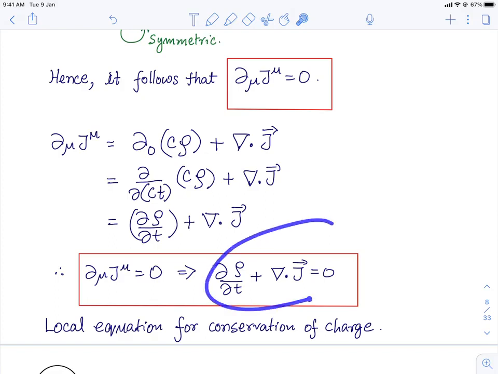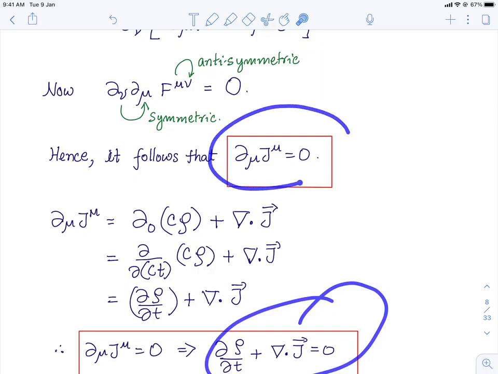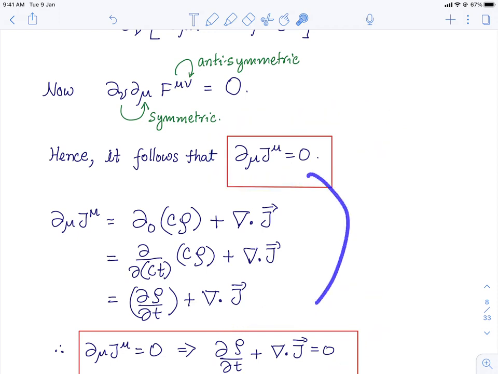So the local statement of charge conservation essentially becomes a statement of the four divergence free condition of the four current. And that is why, because this is a conservation law, this current here whose divergence vanishes is sometimes referred to as a conserved current. This is some terminology which is used. It's called a conserved current.